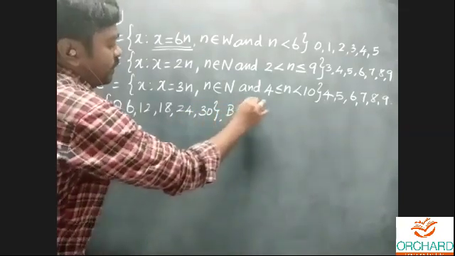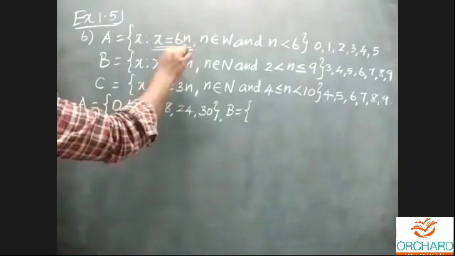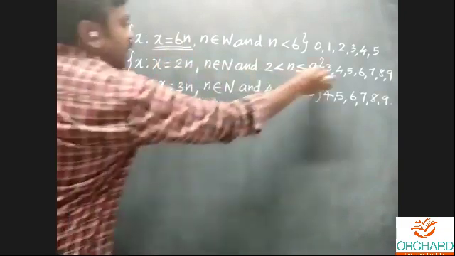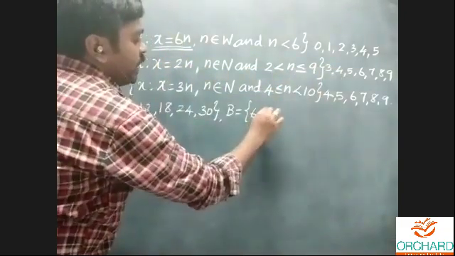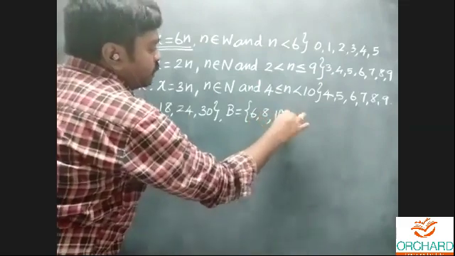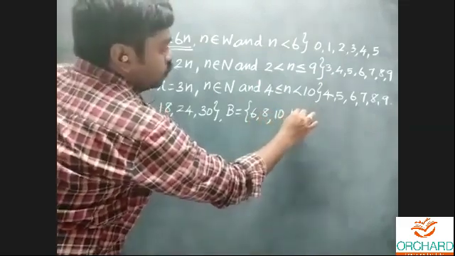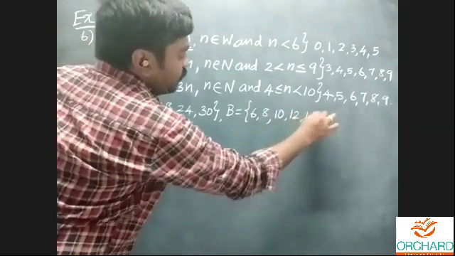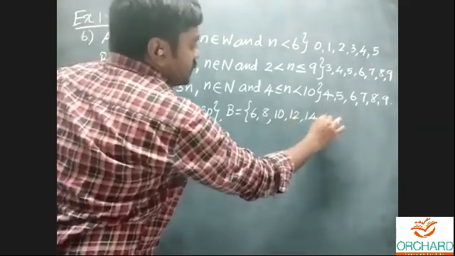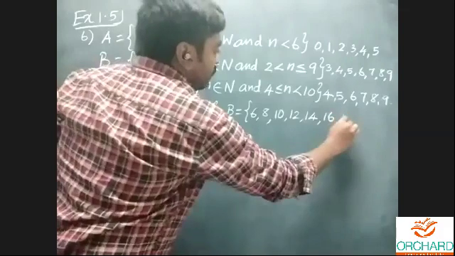Next, we'll write the elements of set B. They are multiples of 2. 2 3s are 6. 2 4s are 8. 2 5s are 10. 2 6s are 12. 2 7s are 14. 2 8s are 16. And 2 9s are 18.